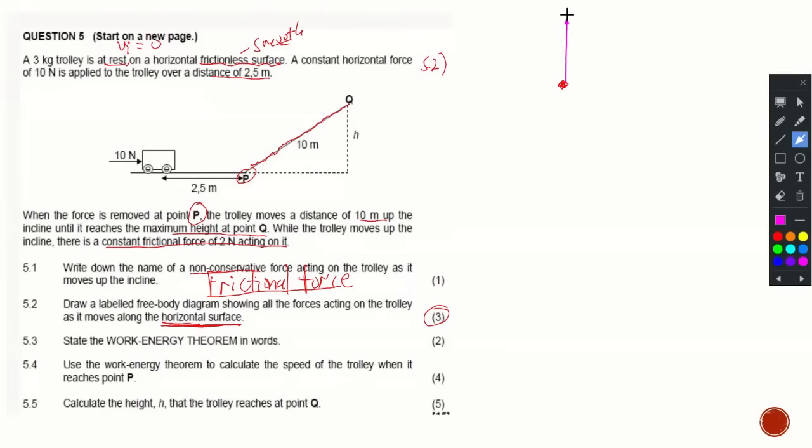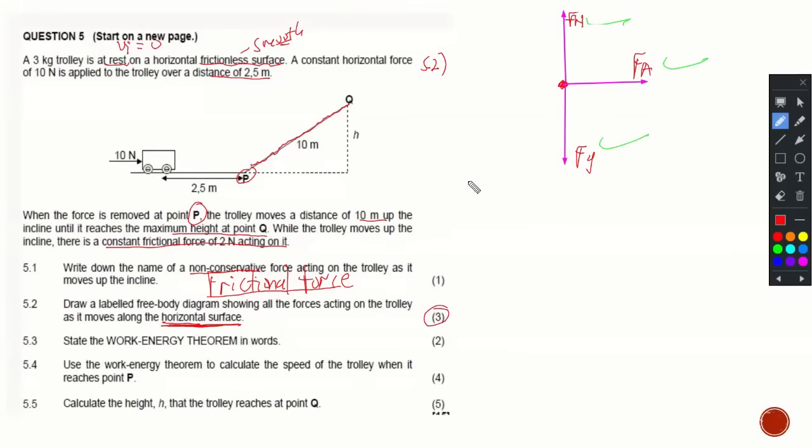So up there will be the normal force. And then down here, there will be the gravitational force. And then note that a force is being applied here. No friction, right? It is frictionless. So there is no friction. There is only applied force. And then that's your 3 marks there. Okay, so that's it for 5.2.